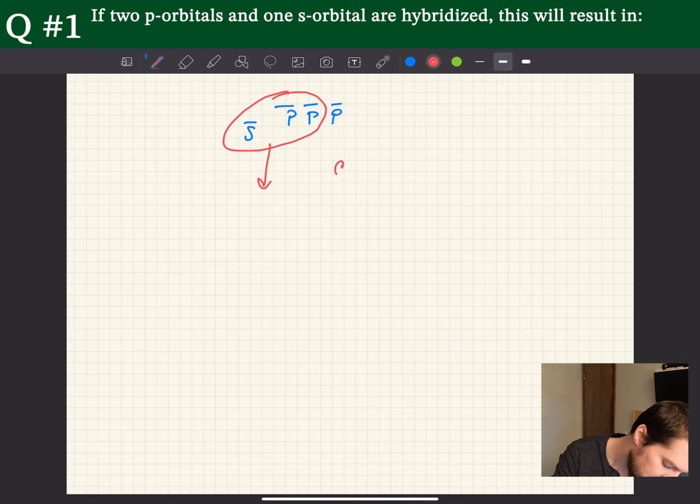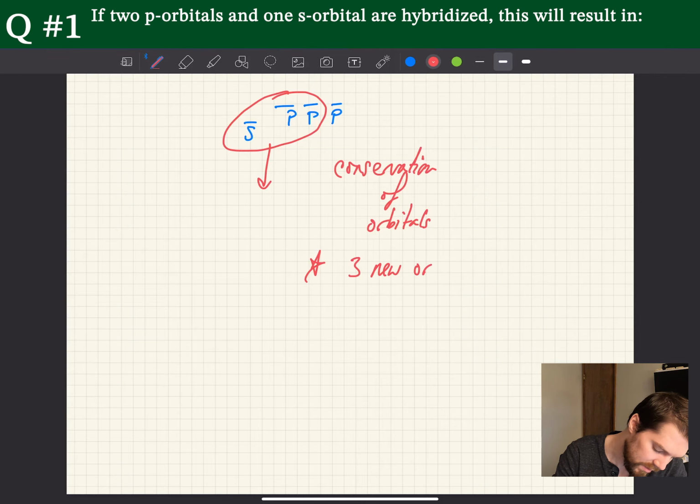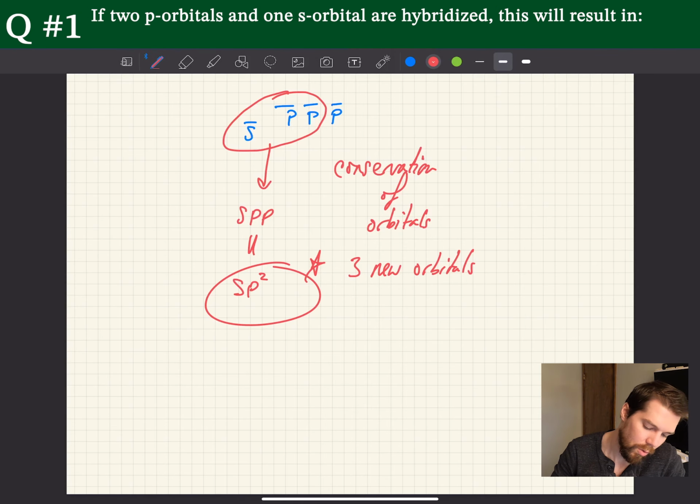Conservation of orbitals tells us if I combine three orbitals, I'm going to create three new orbitals. So I already know, first of all, I'm going to get three new orbitals out of this. And what are their names? Well, I combined an s, a p, and a p. SPP, also known as sp2. So I'm going to get three new sp2 hybridized orbitals.